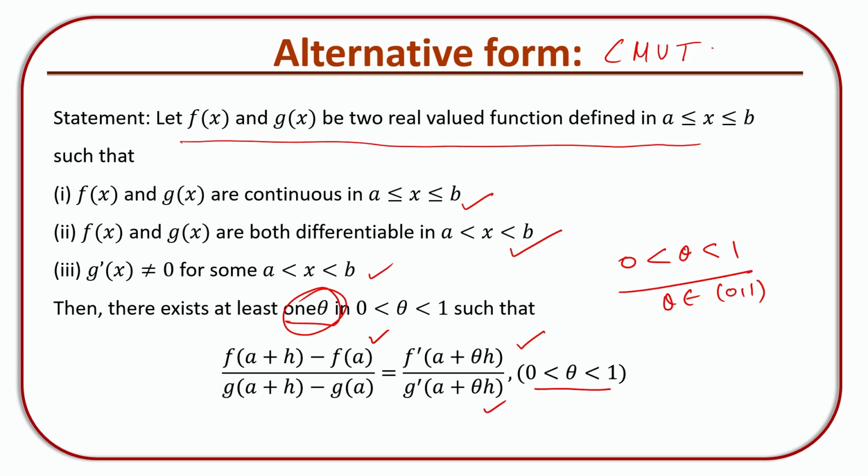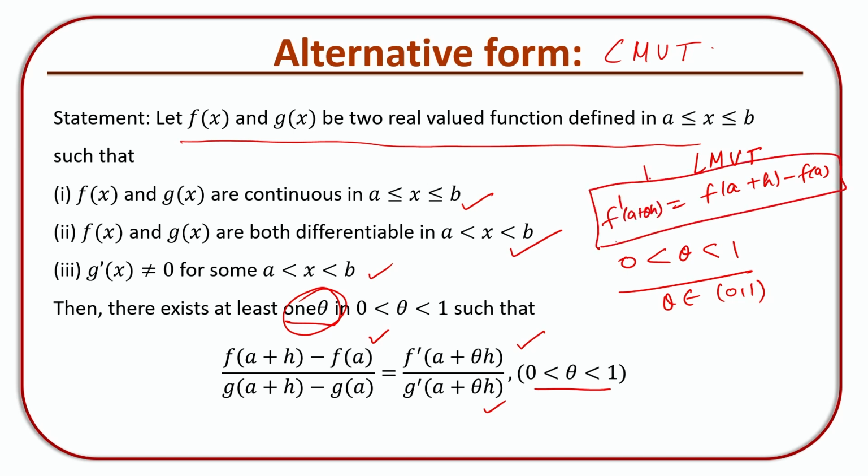Could you relate this to the Lagrange mean value theorem in terms of theta? That will give you f(a plus h) minus f(a) is equal to h times f dash of (a plus theta h). So, that is the Lagrange mean value theorem, which we had in the previous lecture.